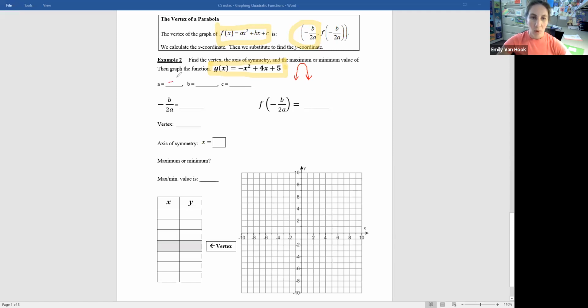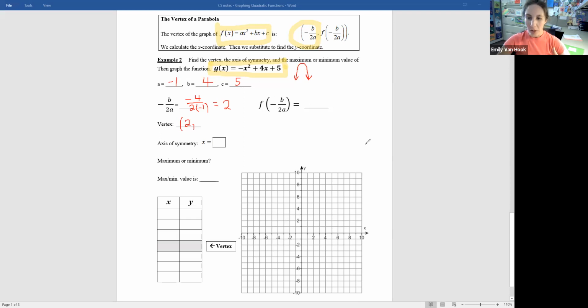A is negative 1 in front of the x squared, b is 4, and c is 5. Okay, so if we plug in negative b, that would be negative 4, over 2a, so over 2 times negative 1. Okay, and then we can simplify that fraction. Negative 4 over negative 2 would be positive 2. So that's the first coordinate of our vertex, 2.